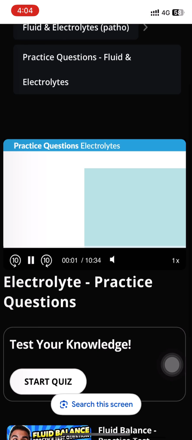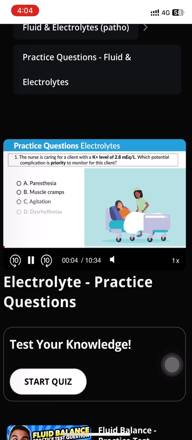Okay, now for practice questions on electrolytes. Question number 1. The nurse is caring for a client with a potassium level of 2.8. Which potential complication is priority to monitor for this client? Once again, pause the screen and try your best to answer this question in about 60 seconds or less.